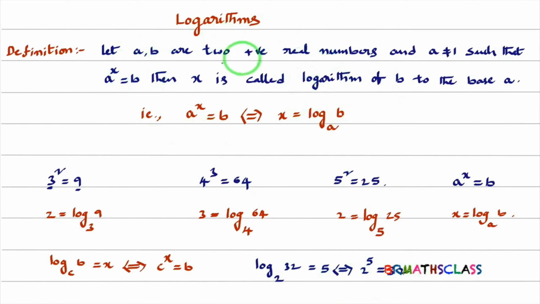What is the definition of logarithm? a and b are two positive real numbers and a not equal to 1 such that a power x equal to b. Then x is called the logarithm of b to the base a.